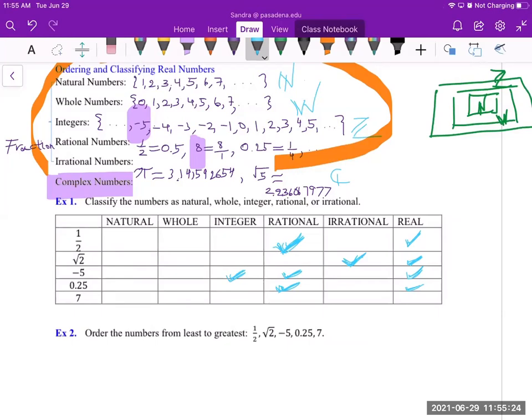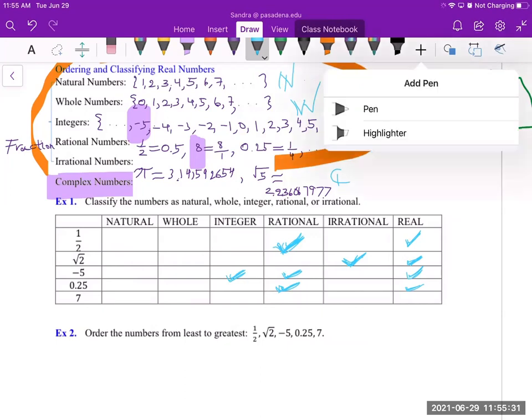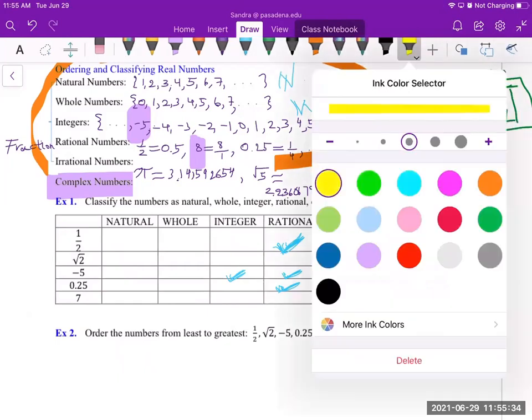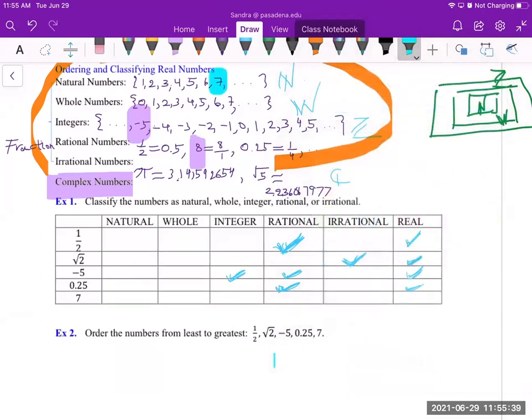Okay, what about 7? Well, 7, it's part of my natural numbers. Let me see if I can use a different highlighter here. I'll go ahead and use blue. And I can see here 7 is right there. It's part of my natural numbers. And then I can see 7 is also part of the whole numbers. And I can see that 7 is going to be somewhere in here, and it's going to be part of my integers. And I can see that 7, I can also write it down as a fraction. And then that will be it.